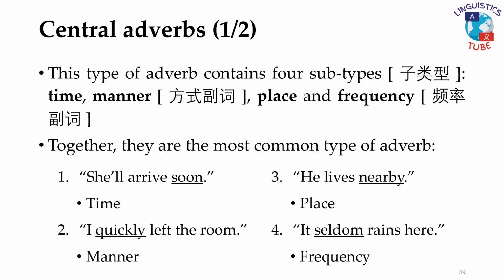In the sentence, "She'll arrive soon," the adverb is a time adverb because it gives us more detail about when she will arrive. In "I quickly left the room," the adverb is manner because it tells us how the speaker left the room. In "He lives nearby," the adverb is place because it tells us more detail about where he lives. And finally, in "It seldom rains here," the adverb is frequency, because it tells us how often it rains.